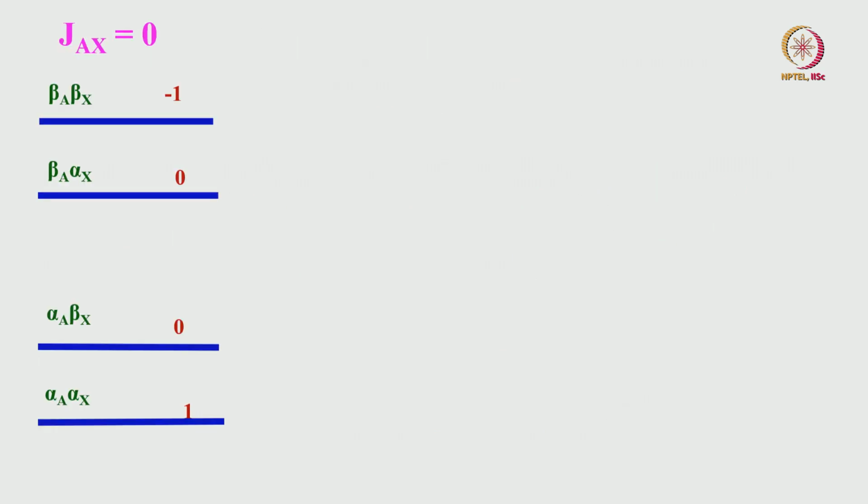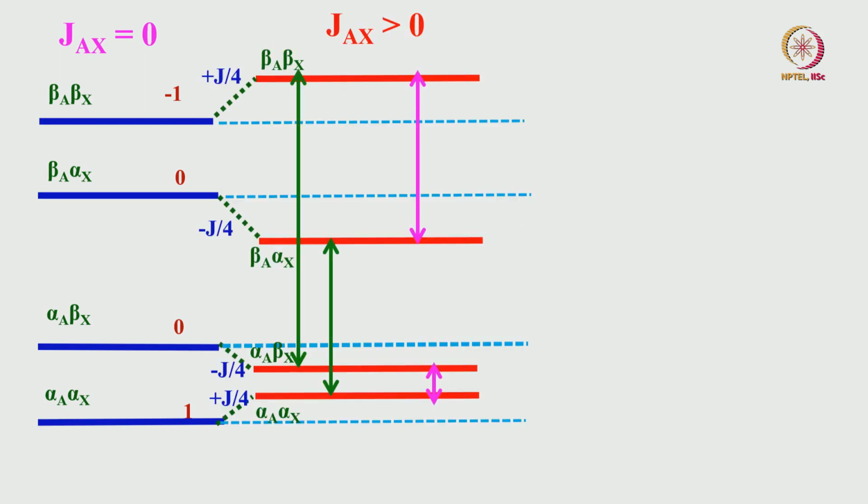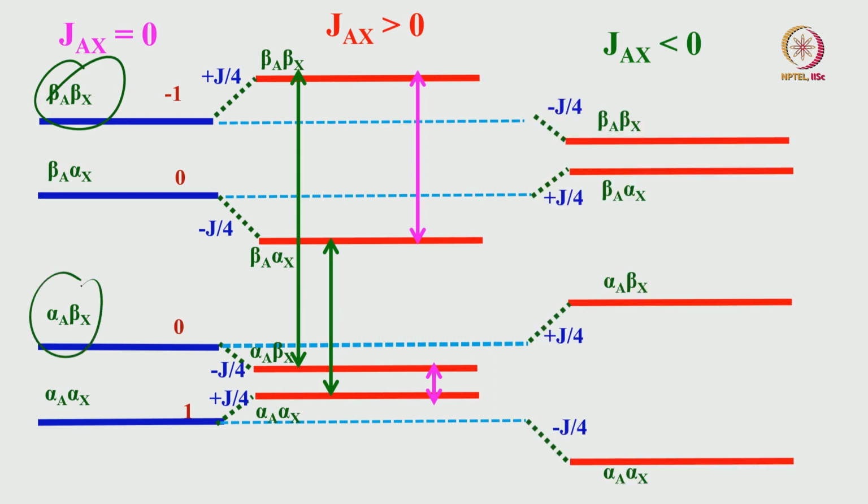Let us go further. This is what we understood for AX positive, J coupling positive. What will happen to the energy states when the coupling is negative? The reverse will happen. When the coupling is negative, the unpaired states get stabilized and the paired states get destabilized because the coupling is negative. This is what happens.